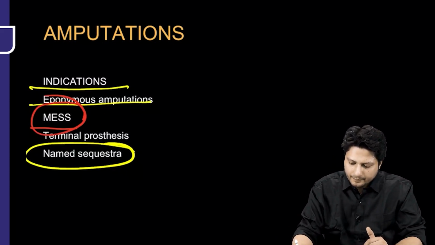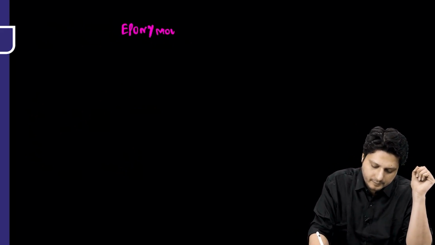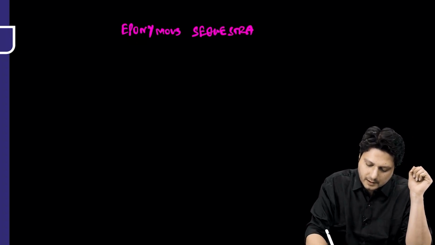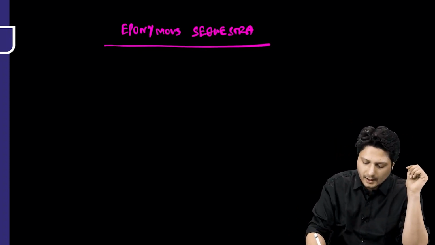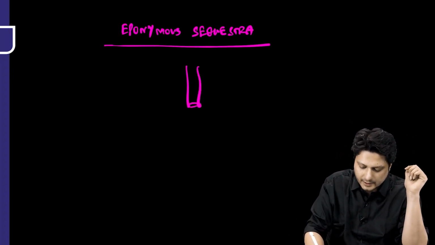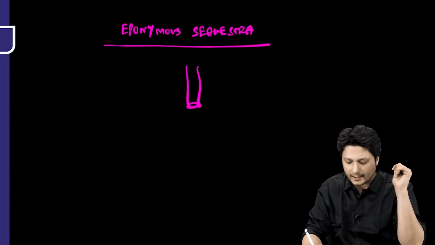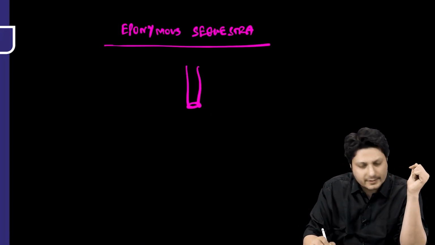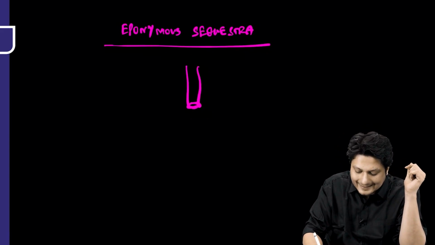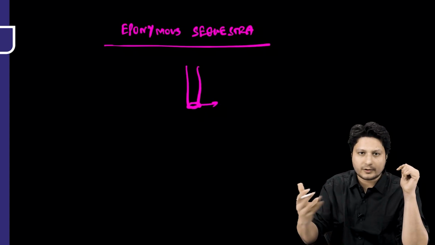So the topic is eponymous sequestra, that means named sequestra. Now, under the heading of amputation, we are talking about this. Why? What is the reason? Just try to understand. If a bone is sectioned like this, this is the terminal end of the bone, the amputated end of the bone. So it is the amputated stump. Is it not a possibility that this stump might get necrosed because of avascularity? So this necrosed region of the bone is known as sequestra.